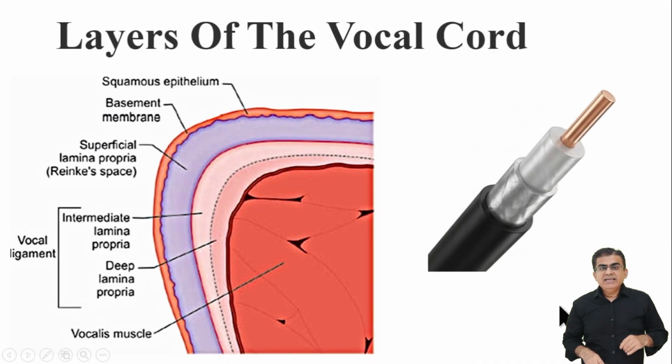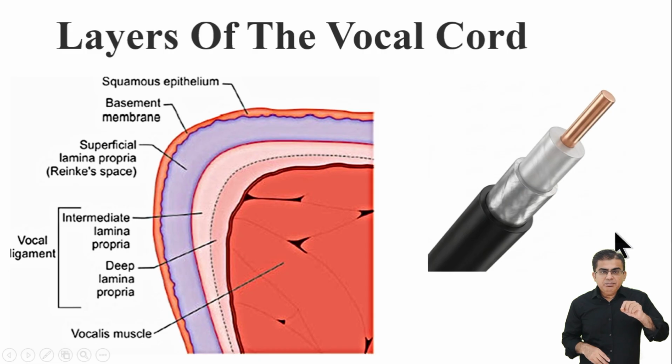Let us now look at the layers of the vocal cord. To the naked eye, the vocal cord looks like a simple band of tissue. But for a laser surgeon, it is a highly complex structure. I want you to think of the vocal cord like a thick electrical cable. See here.